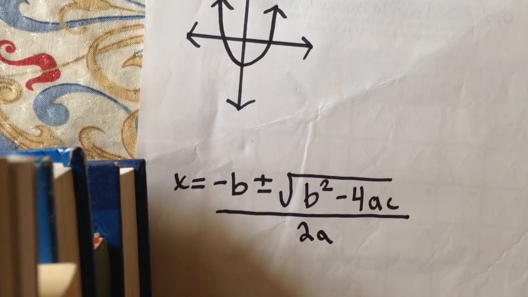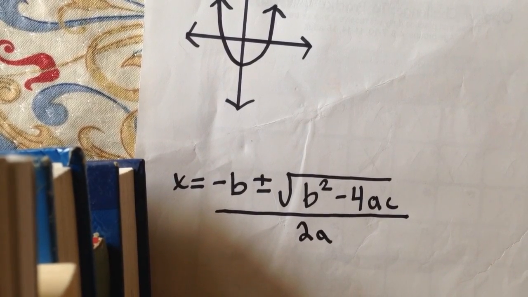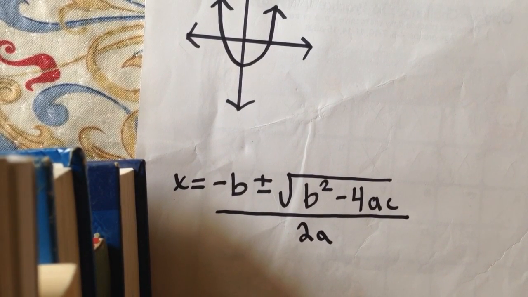There's a song, I'll sing it for you. X equals negative b plus or minus the square root of b squared minus 4ac all over 2a.